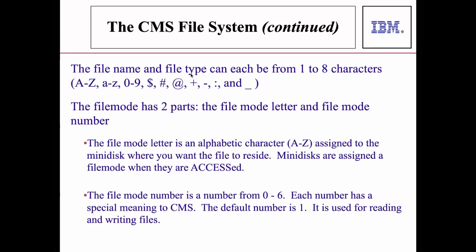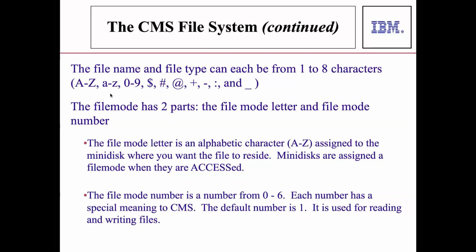So the file name and the file type are 1 to 8 characters. So we're pretty limited on names by modern standards. But the heritage was we didn't have long names and we had less memory to store them in. So that's where we started out. And you'll notice it's certainly the alphabetic characters, the numbers, and a bunch of special symbols. So that's kind of nice.